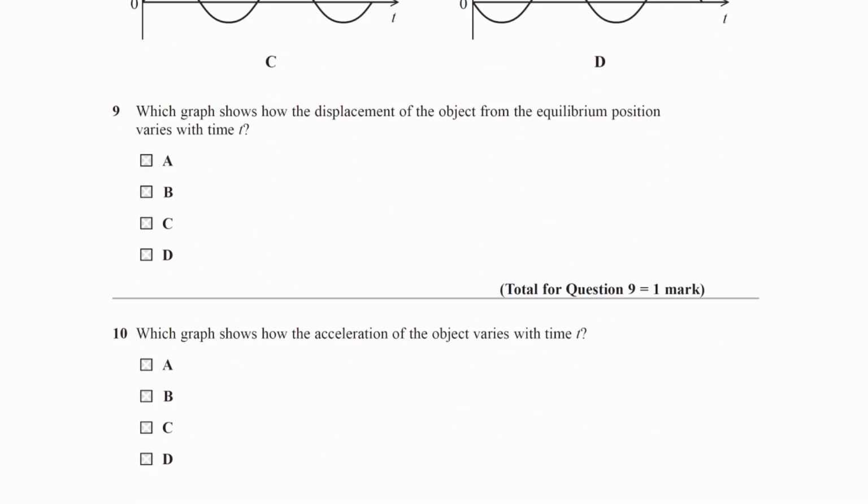Question 9 is asking us which graph shows how the displacement of the object from the equilibrium position varies with time t. Question 10 is asking us which graph shows how the acceleration of the object varies with time t. So we're trying to work out displacement and acceleration.